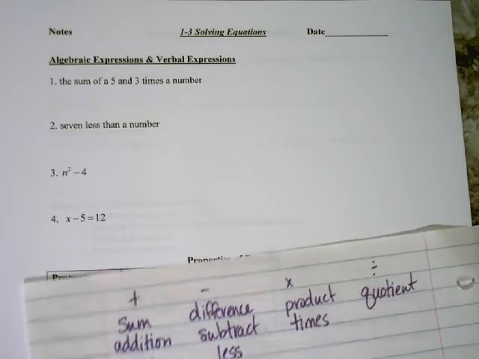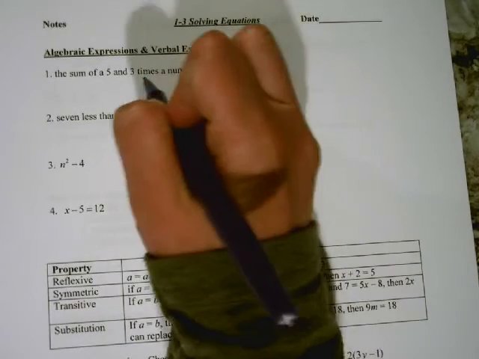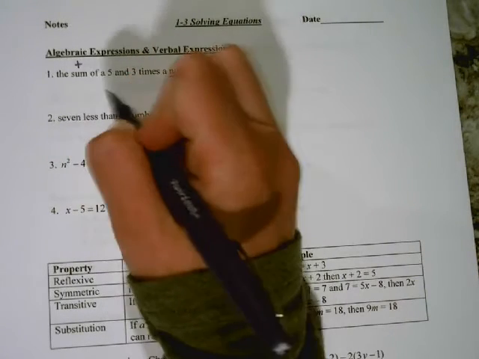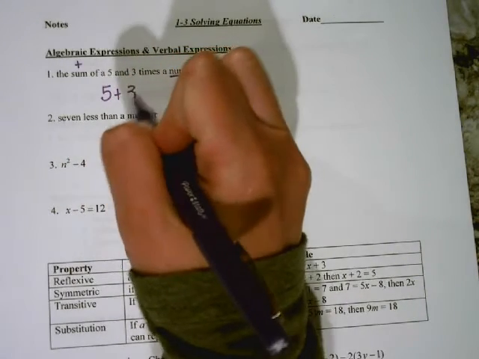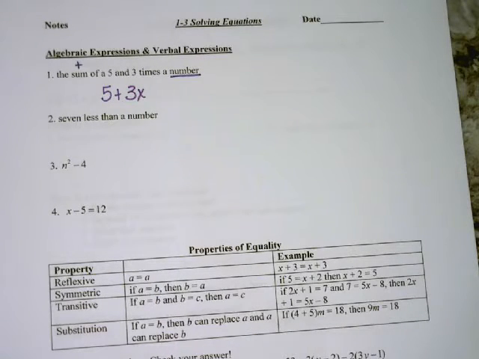So, number one there, the sum of 5 and 3 times a number. So, a number, we get to pick a variable. So, the sum of 5 and 3 times x. Now, you don't have to use x, you can use n, you can use any letter that you want.